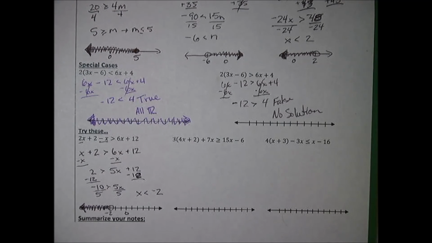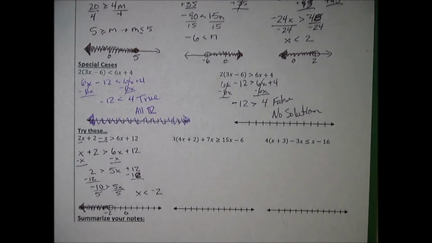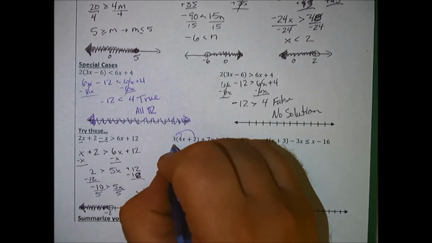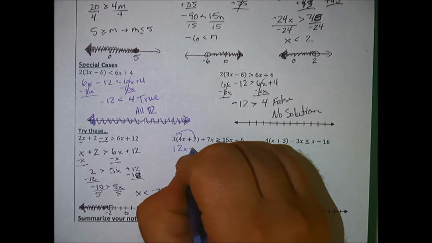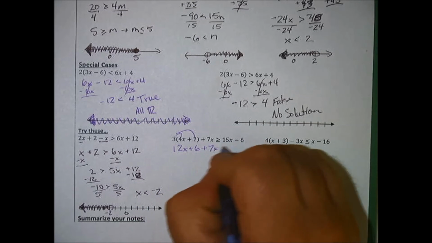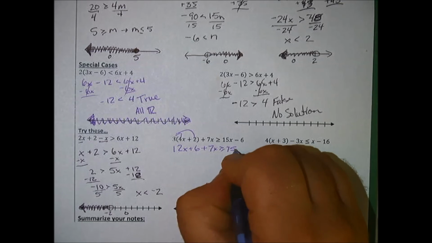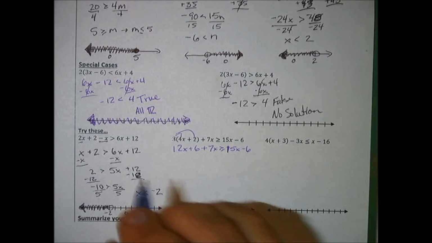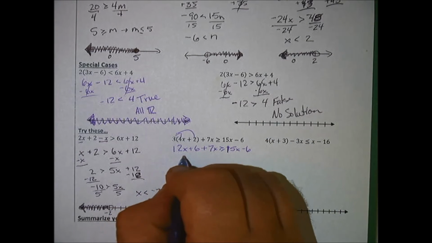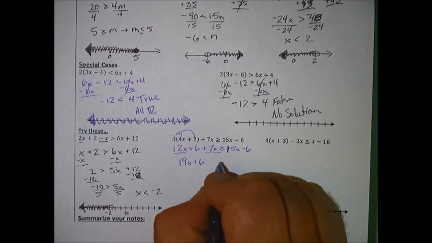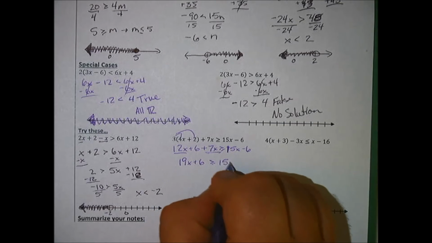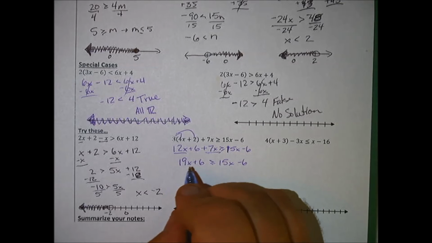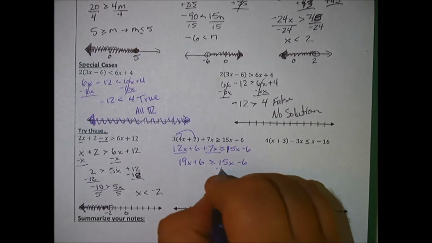Okay, next one. A lot of stuff going on here, a lot of distributing that we have to do, and combining like terms. So we're going to start off with the distributing. That'll be 12x plus 6 plus 7x. And I'm just rewriting the rest. That's a positive 15x minus 6. Okay, yeah, 15x. All right, combine like terms. I have one here and one here. That'll be a 19x plus 6 is greater than or equal to 15x minus 6. Remember, move the smaller one. 15 is smaller, so I'm going to subtract that one.